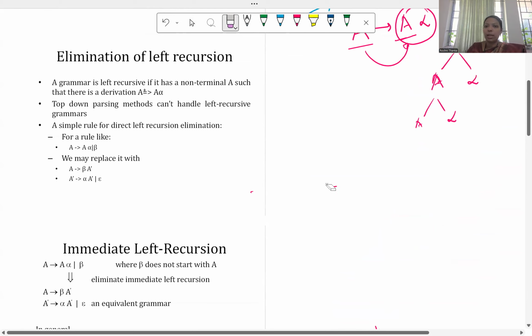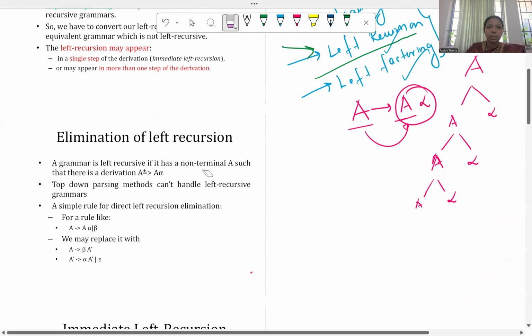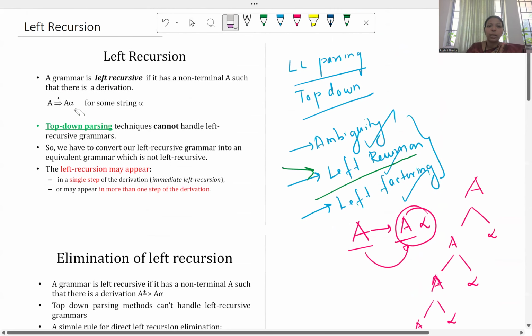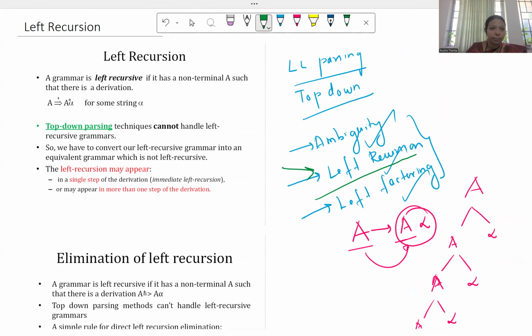So in this slide, if you see here, it is given as A tends to A alpha. If this is in the format, it is having left recursion. There is a plus, right? What is the meaning of plus? Plus says the input string can be derived in one or more steps. So that is the meaning of plus.